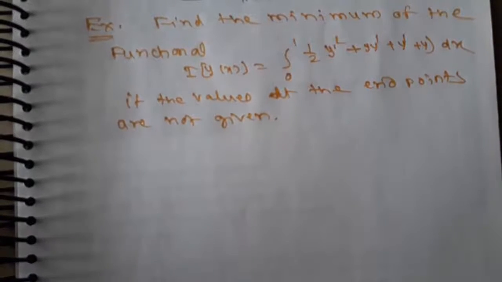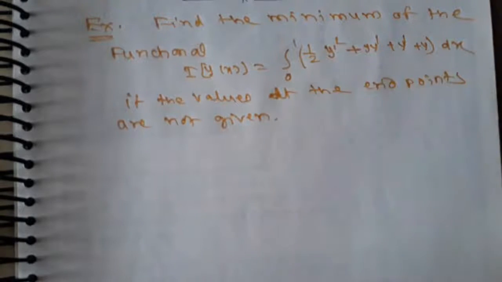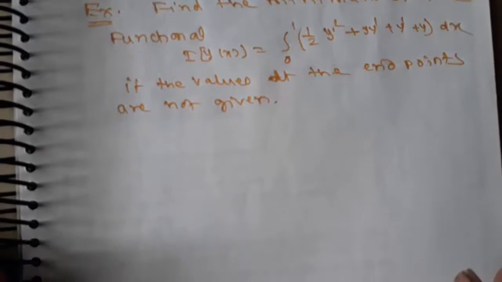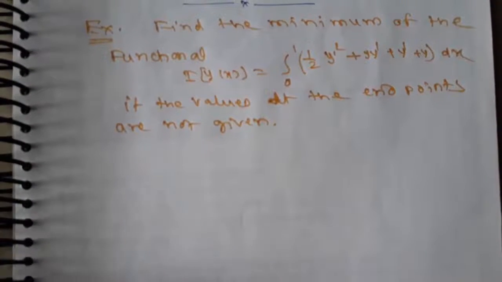Now we will find the minimum of the functional I(y(x)) equal to the integral from 0 to 1 of (1/2 y'^2 + y' + y + y) dx, if the values at the end points are not given. That means the end points are not fixed, they are variable. We shall solve this problem.